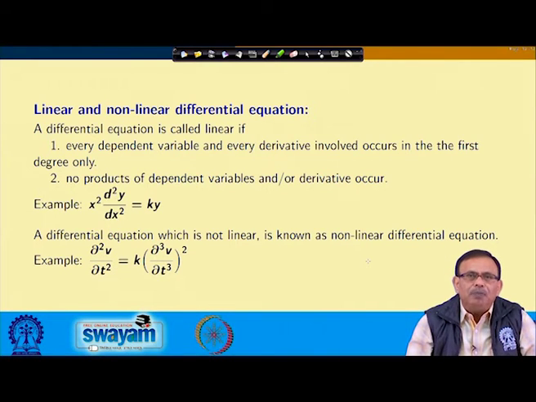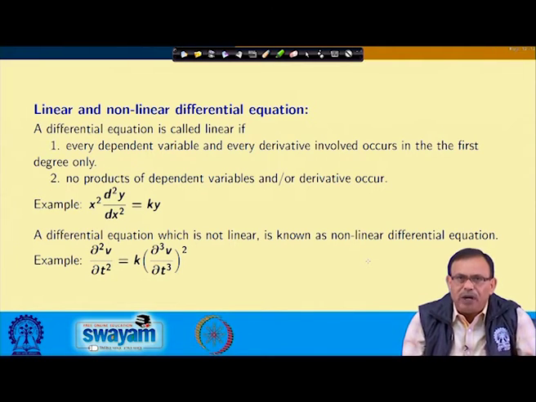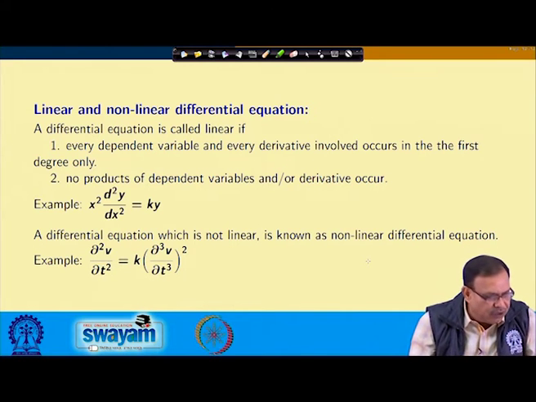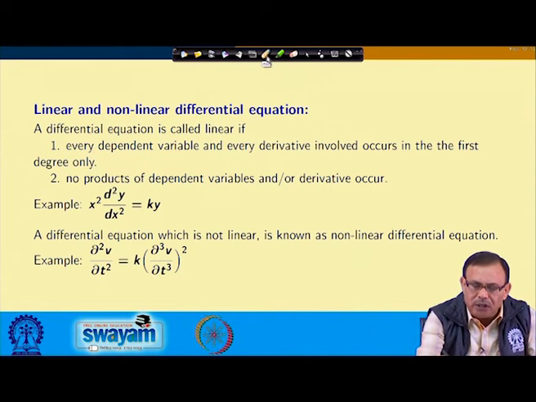So, if the partial derivatives and the dependent variables occur in the first degree only, then we call it linear, otherwise it is nonlinear. To check whether it is linear or nonlinear, it is always desirable that your concept of the degree and the order is totally clear. Otherwise, it will be difficult for you to judge whether an equation is linear or nonlinear.